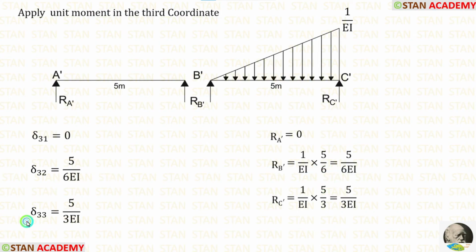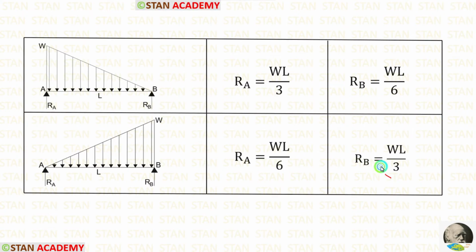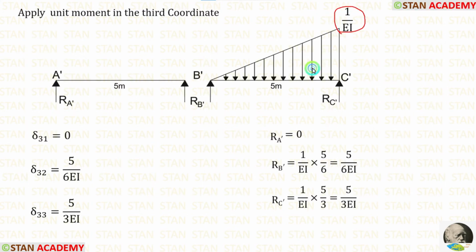Now let us calculate delta 33. For that, we have to find RC dash. The formula is WL upon 3. Here W is 1 upon EI and L is 5. When we apply inside the formula, we are getting 5 upon 3 EI.